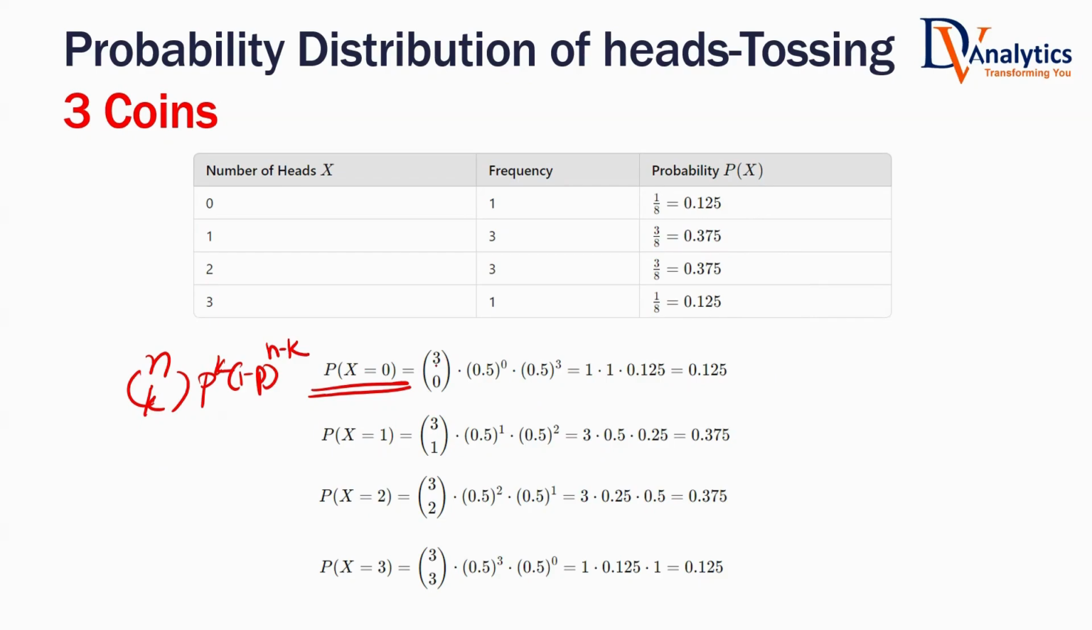n is the number of trials. We have tossed the coin 3 times, or 3 coins have been tossed. What is the probability that you will get 0 heads? 3C0, 0.5 to the power of 0, 0.5 to the power of 3. If you do all this math, you will get 0.125, which is matching here.